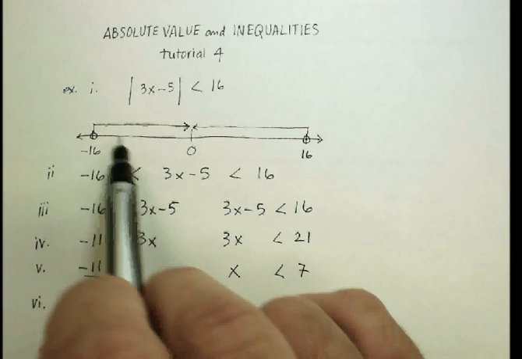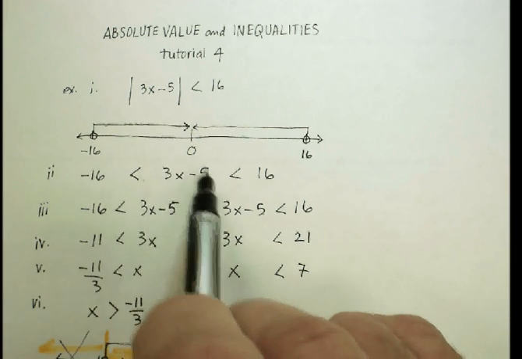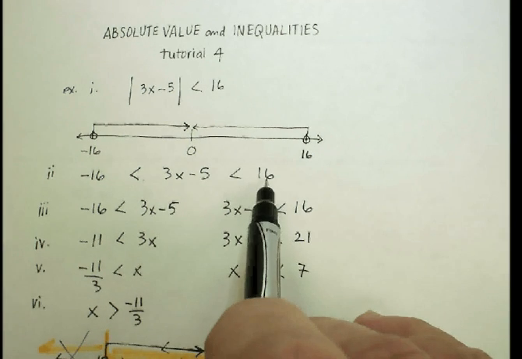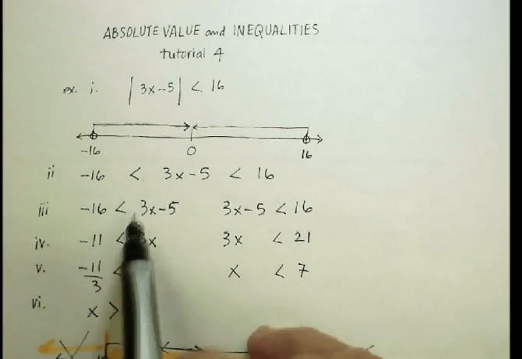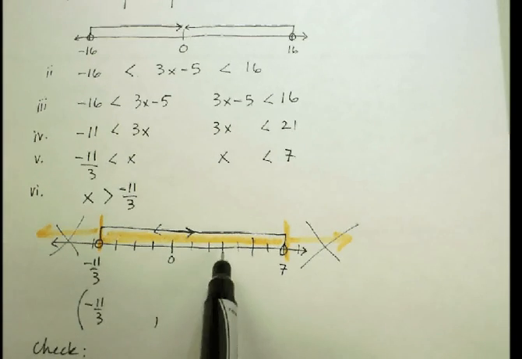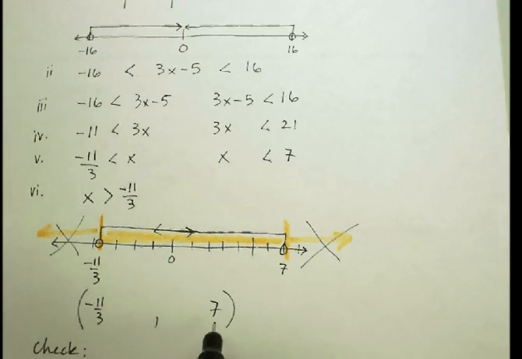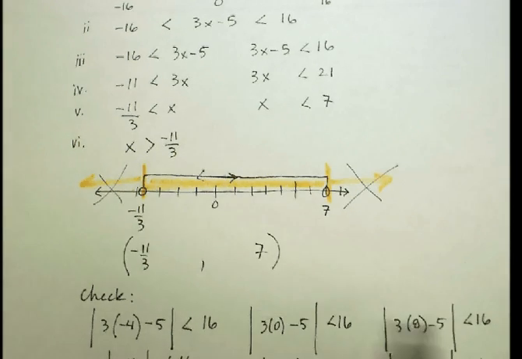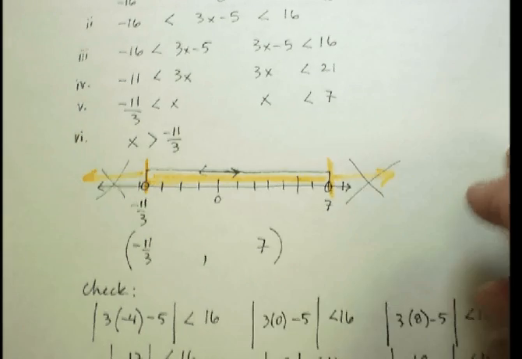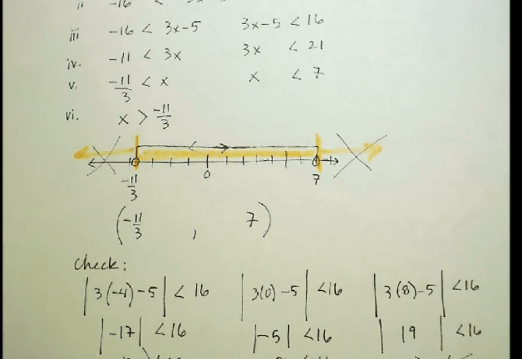Then you want to take what's inside here and you want to say negative 16 needs to be in here, right? So it's going to be negative 16 less than 3x minus 5, and 3x minus 5 is less than the positive 16. Break those up into two parts, solve them, put them on your new graph. Go ahead and write it in interval notation for your answer. Again, you can check all three of the areas just to make sure that you did it right. But if you followed your math, you should be okay. Okay, good luck. I hope that helps, and play this as many times as you need.